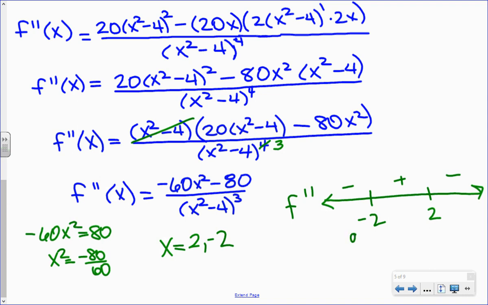Now, same thing here. You want to go ahead and label your asymptotes so you don't accidentally identify them as a point of inflection. There is not a point of inflection at negative 2 and 2 because those are asymptotes. Yes, there is a change in concavity, which happens or could happen in between an asymptote, but it's not a point of inflection. Okay, so there are no points of inflection.